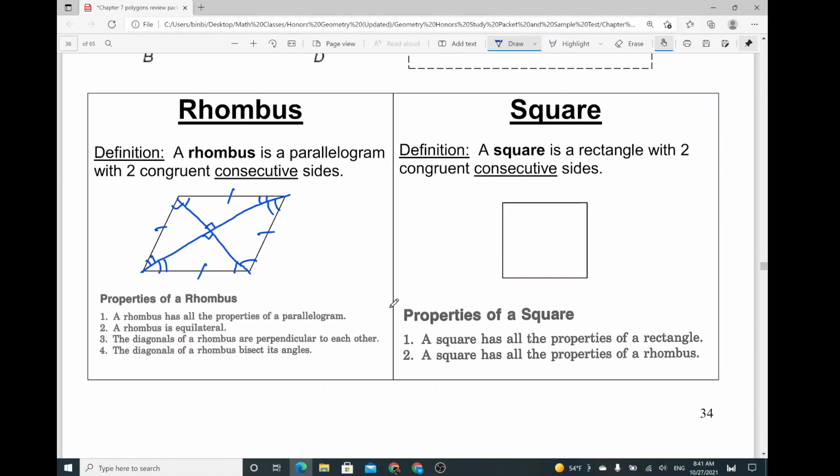And what about a square? A square is a rectangle with two congruent consecutive sides. So again, all four sides are equal, a perfect square. A square has all the properties of a rectangle, and a square has all the properties of a rhombus. That's true. So this one is a 90-degree angle, and the diagonals are always perpendicular to each other. And obviously the angles are always bisected, so 90 degrees, half of it, is 45 degrees.